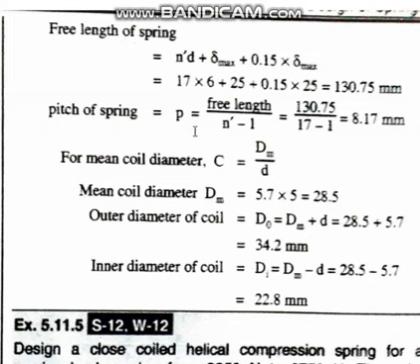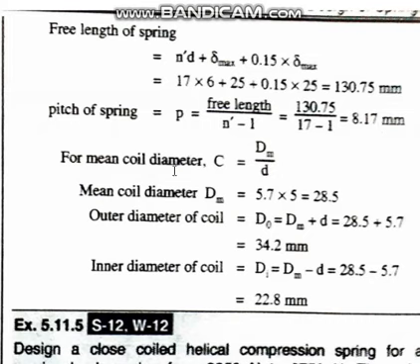Pitch also you can find out. Pitch is free length upon n dash minus 1. These are the number of gaps. Free length of the spring is that 130.75 upon the gaps, which is 1 less than the total number of coils, that is 16. So it comes to 8.17.